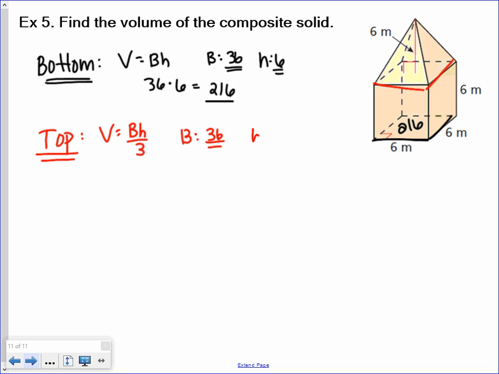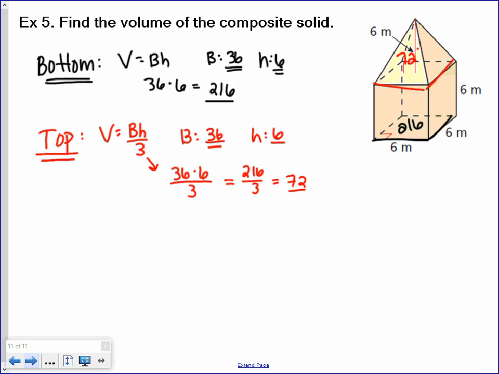And then your height of the pyramid, 6. So then our volume formula is 36 times 6 divided by 3. So 216 divided by 3. What do we get? 72. Okay, so that's this volume up here.